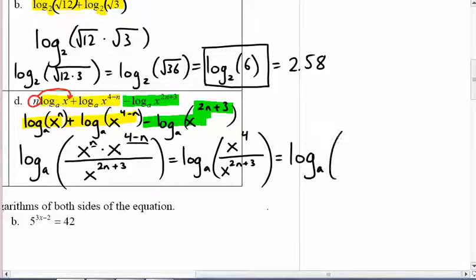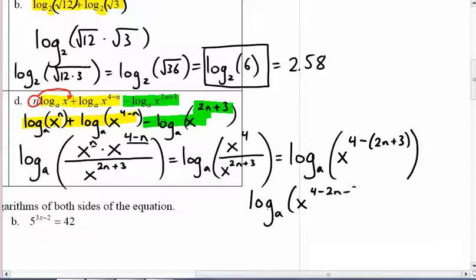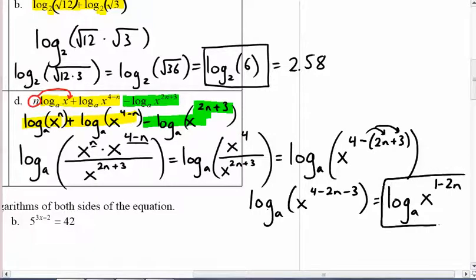This is log base a. I can subtract the two exponents, 4 minus 2n plus 3. And you'll have to write really small on your page. That would be 4 minus 2n minus 3. When I put the minus sign into the brackets, which is log base a of 1 minus 2n. And you can leave that as your final answer.